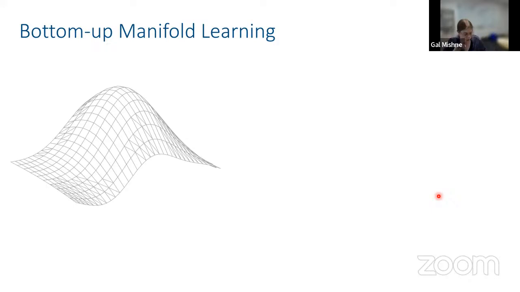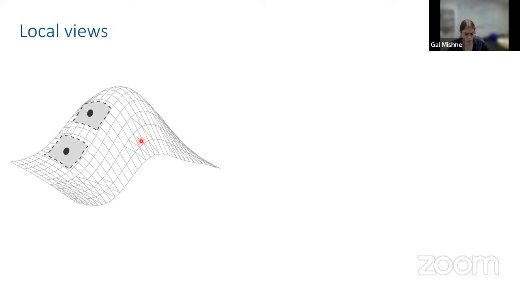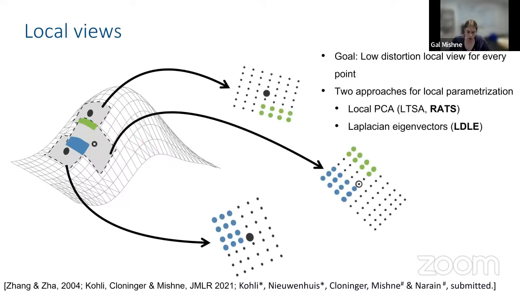So just as an illustration of this part of the technique, we start out with our data that lies on some kind of manifold. We've observed it in a high dimension. And for every point now, we're going to calculate a local view. So we're going to take its local neighborhood. And for every local neighborhood, we're going to find a low distortion parameterization of that neighborhood, a low distortion representation.